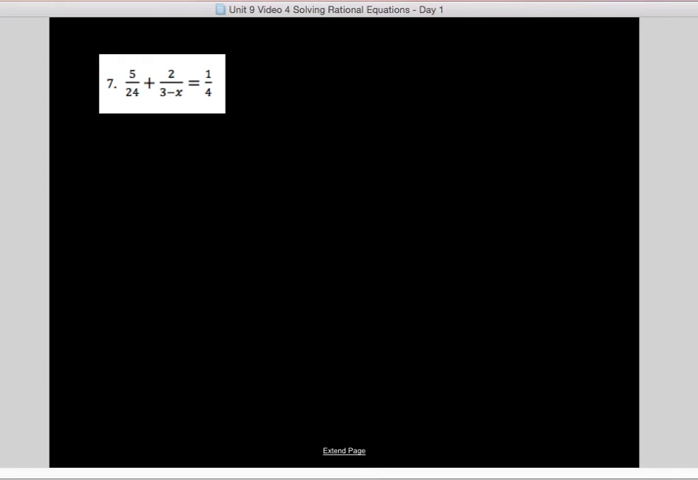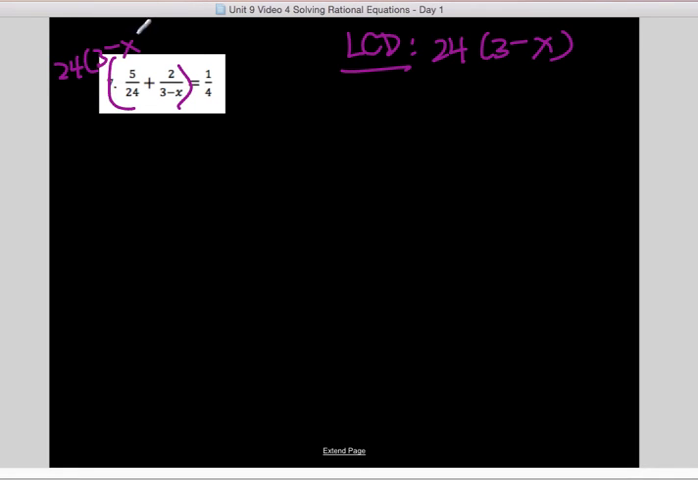All right, so if I look at the LCD for this one. Okay, I have 4 and 24 on my numbers. Can I multiply 4 to be 24? Yes, I can. So I would have 24, and then I'm going to have 3 minus x. So on each side, 24 times 3 minus x. And on this side, 24 times 3 minus x.